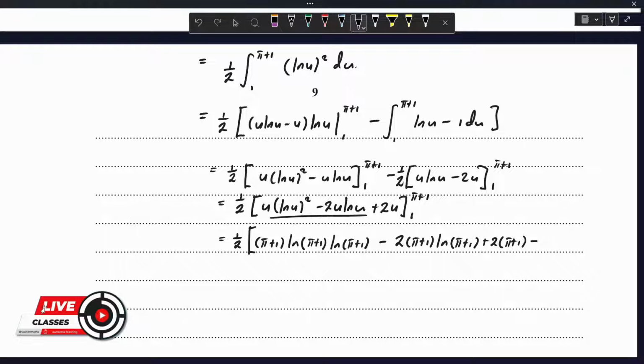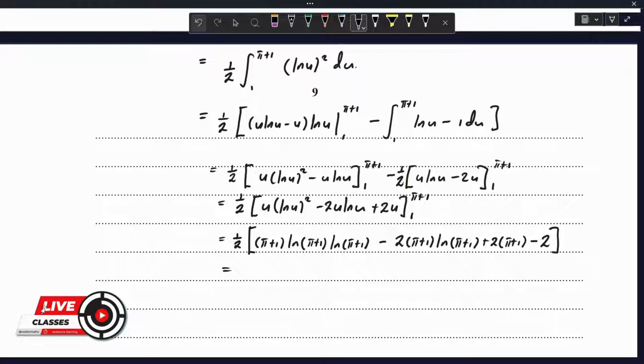Now substituting 1 into this whole thing. This becomes 0, this becomes 0. And here we'll be having plus 2. So actually it becomes minus 2 since we are subtracting. All right, I'll close bracket. All right, now I'll multiply half into the whole bracket.